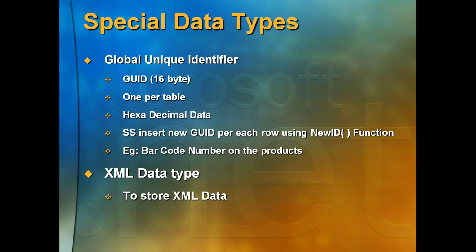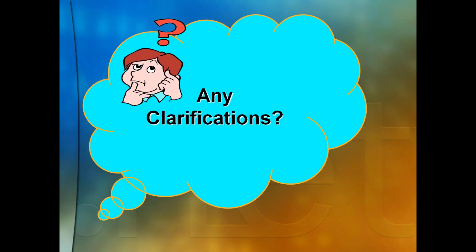So XML is semi-structured data. It is not completely structured data like a table format. It is not in table format. It will have a tags format. This is the data called semi-structured data. Clear? So this is very, very important, guys. Clear? Any questions?